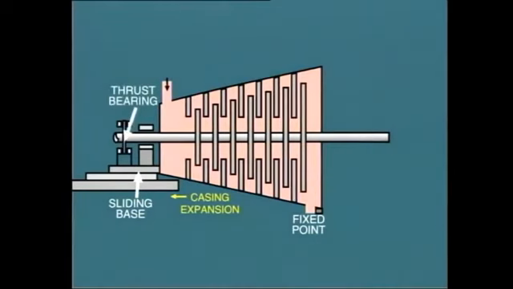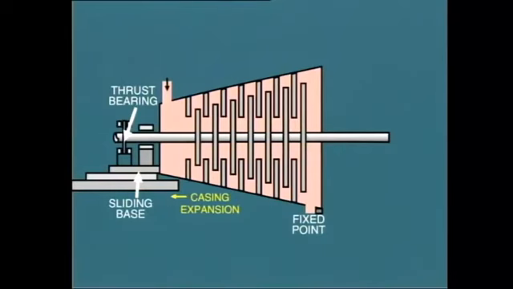Remember, the high-pressure end of the rotor is secured by the thrust bearing. It would be convenient if both the rotor and the shell were to expand at the same rate. But in practice, this does not happen. The reason is that the rotor is considerably lighter than the shell, and therefore it expands more rapidly.